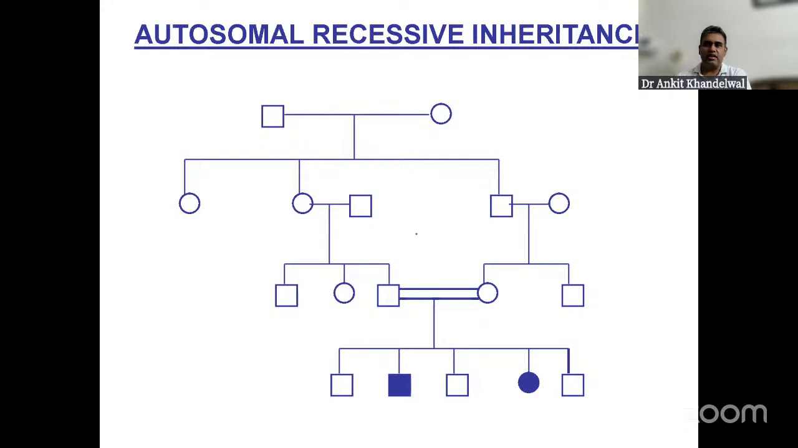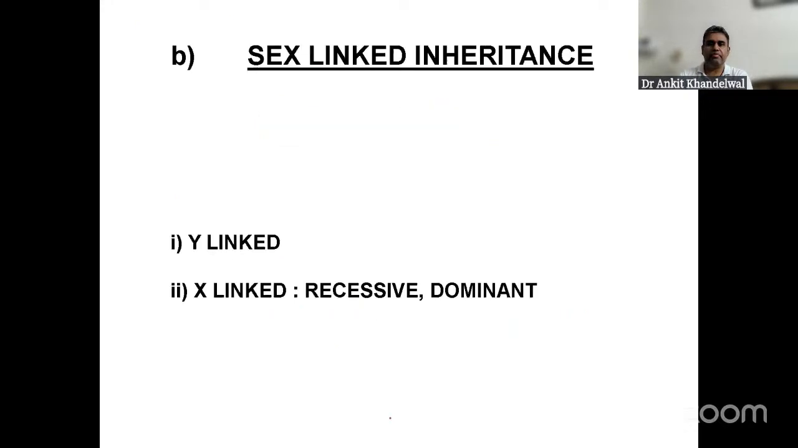Okay, autosomal recessive inheritance. This double sign over here represents consanguineous marriages between first cousins or close relatives, and that might lead to the disorders. As you can see below, a male and a female over here, these two are affected. Now let's come to sex-linked inheritance, and after that, we'll go through the other two MCQs after a couple of slides.